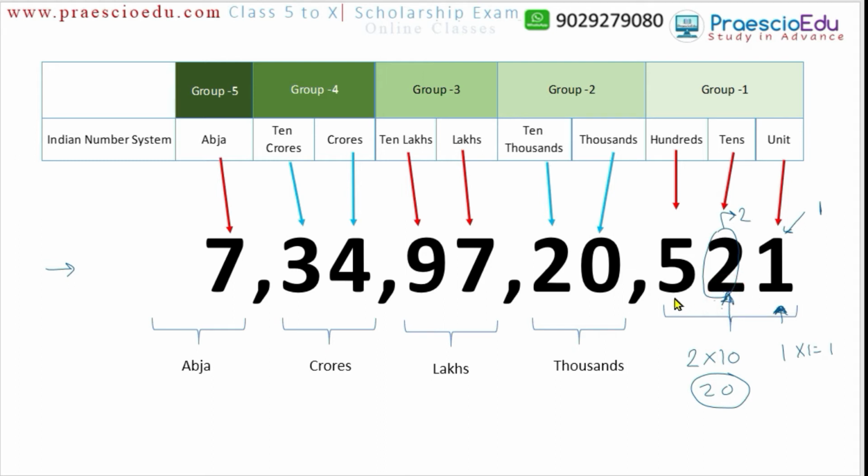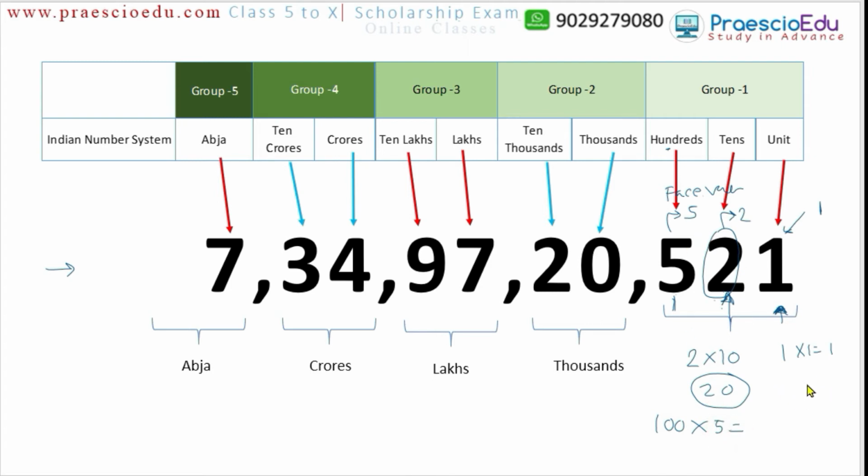Now comes the 5. Now 5 is the face value, and 5 is at the position of 100. If we have to calculate the place value, the position is the hundreds, and place value means face value multiplied by the 100 position, so 100 multiplied by this face value will give the place value.